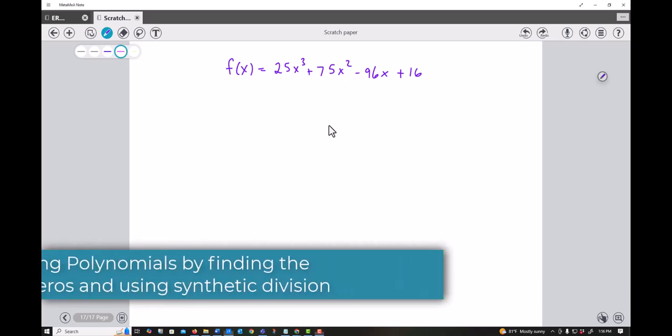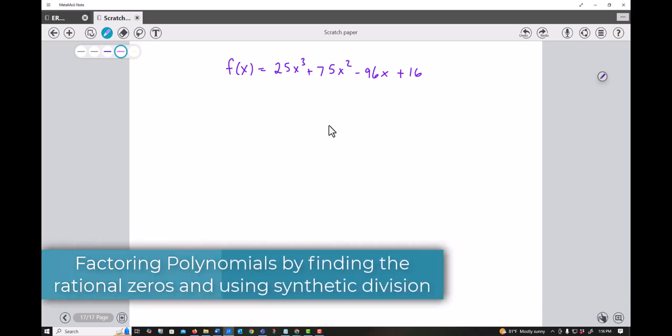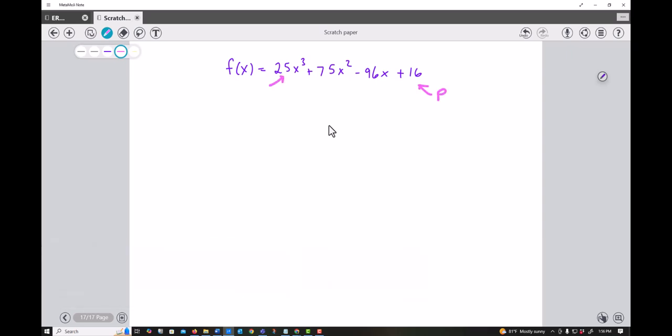All right, I want to factor this, and I'm going to use the rational root theorem, where P is the last value and Q is the first value. I'm going to write out all of the factors for P and then all the factors for Q. So the factors of 16 would be plus and minus 1, plus and minus 2, plus and minus 4, plus and minus 8, plus and minus 16.